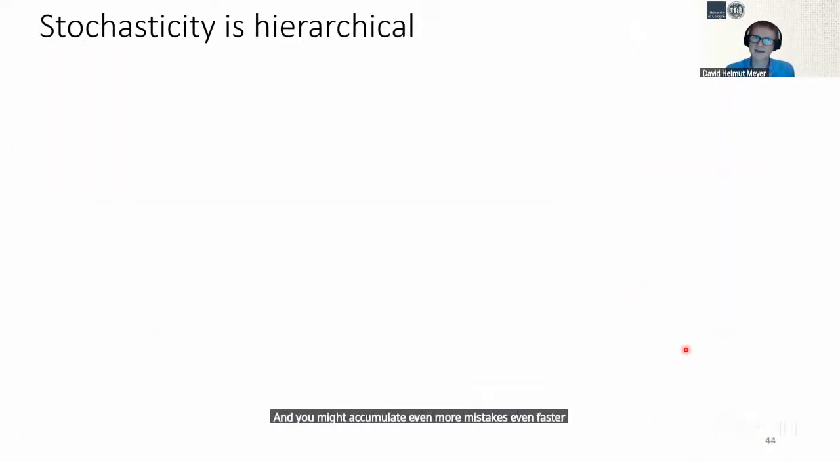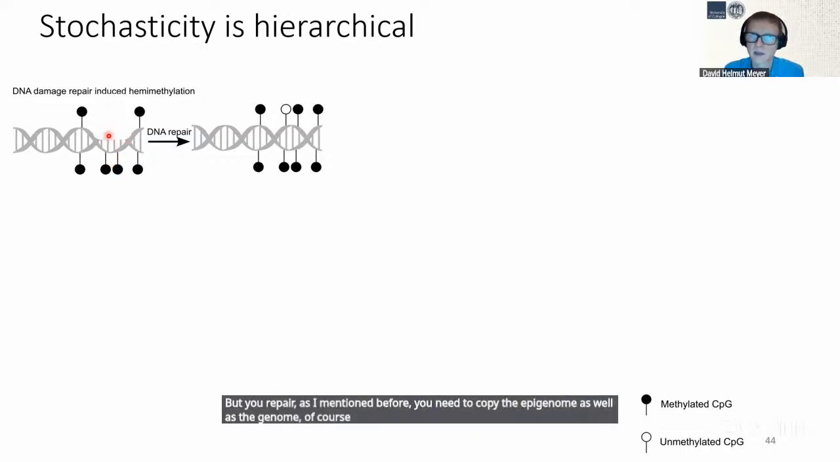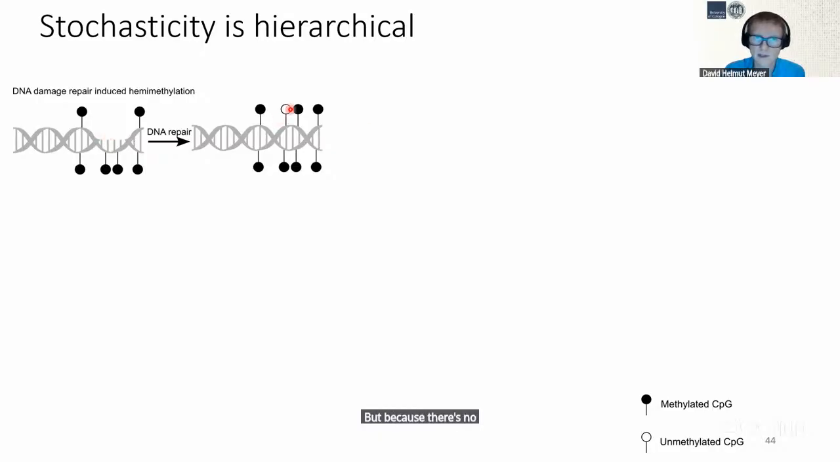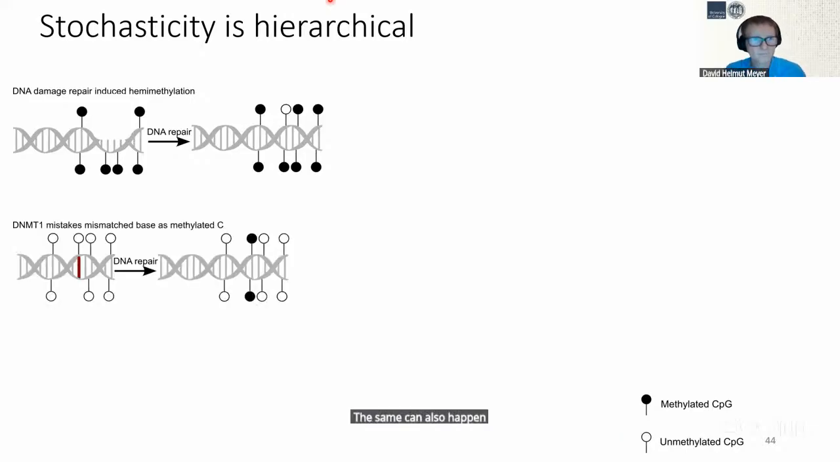And the stochasticity is hierarchical. So if you have DNA damage, this needs to be repaired. But when you repair, as I mentioned before, you need to copy the epigenome as well as the genome, of course. But because there's no perfect maintenance, sometimes there are mistakes. And now suddenly, although this should be methylated, it's not methylated anymore. The same can also happen during mismatch repair, maybe also during replication.